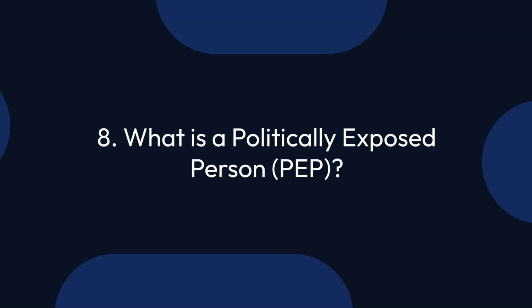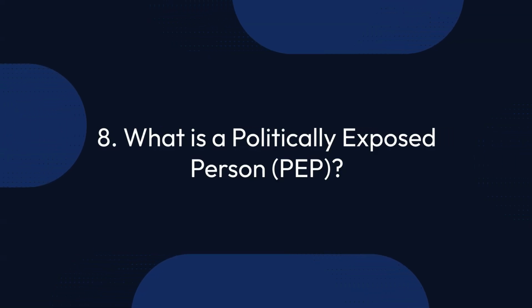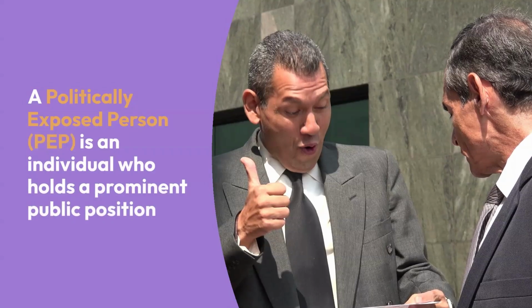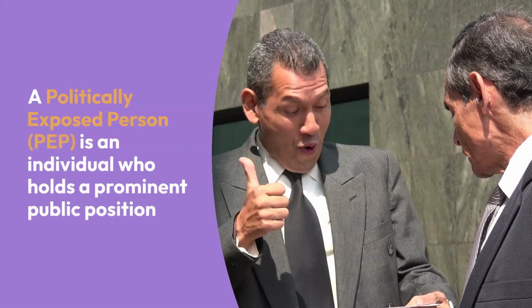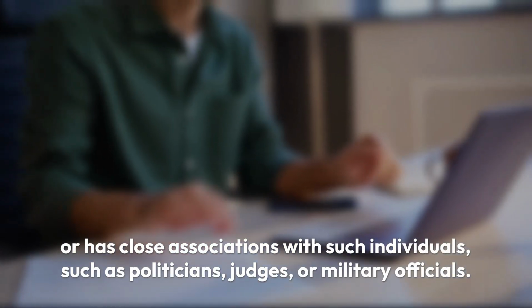8. What is a politically exposed person, PEP? A politically exposed person, PEP, is an individual who holds a prominent public position or has close associations with such individuals, such as politicians, judges, or military officials.